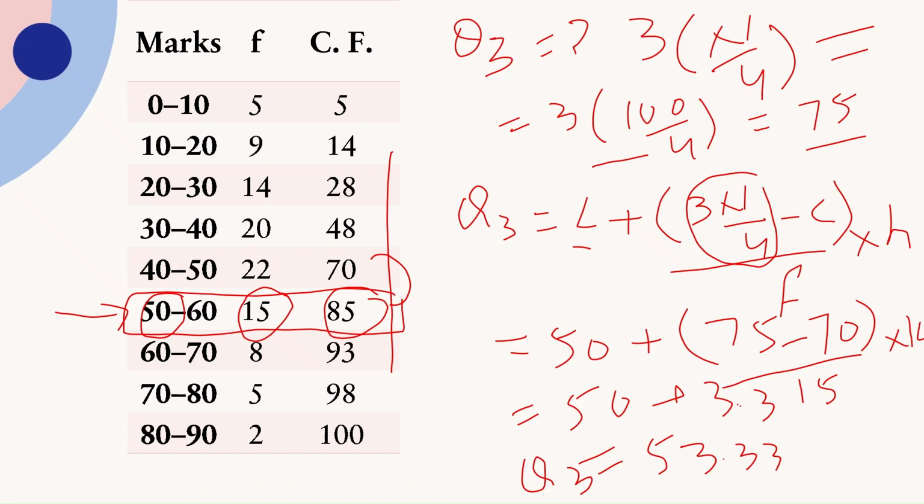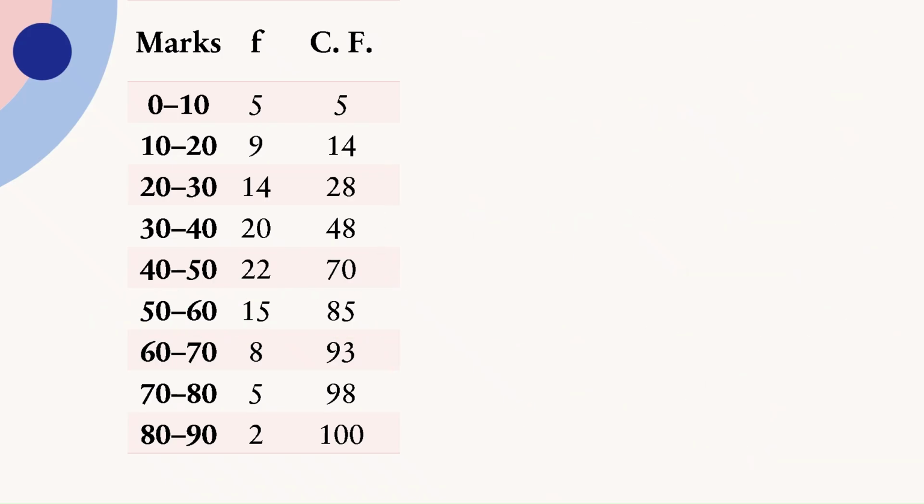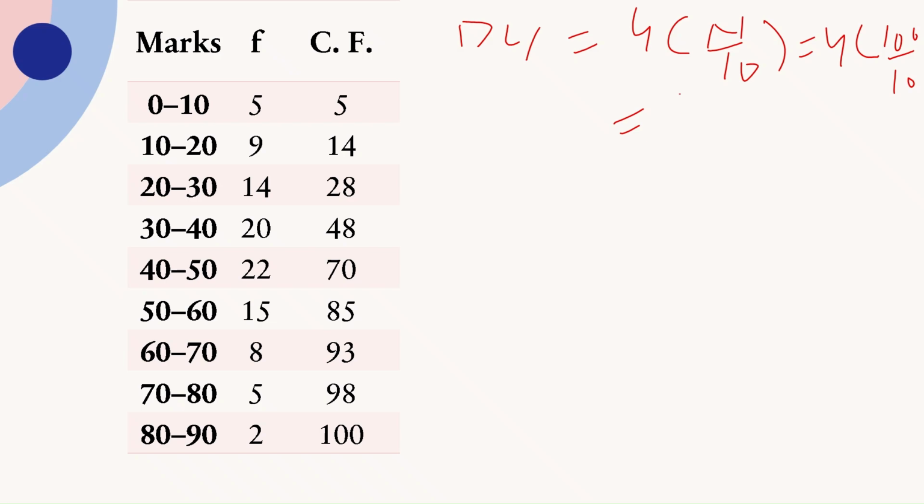Now let us check how to find the deciles. Same thing, let's check. We have to find the D4, decile 4. Same formula, 4 times n by 10, which is equal to 4 times 100 by 10, which is equal to 40. Search this 40 in the cumulative frequency, which comes in 48. Select this class.